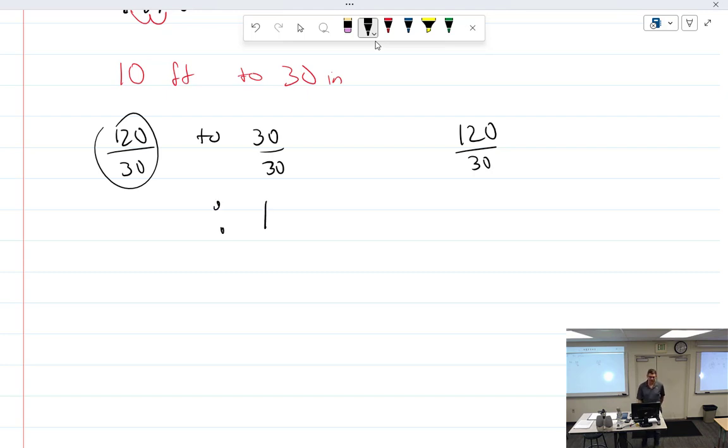So 120 divided by 30 is 40 to 1. All right. No, that's not right at all. 4 to 1. There you go, 4 to 1. All right.